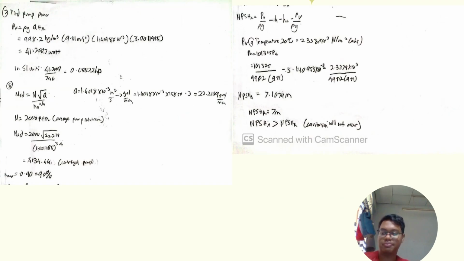So next we can find pump power. To find pump power, we can use the formula rho g Q H_A, and then we obtain our pump power equals 41.2007 watt. And then we can convert it to horsepower by dividing it by 746.